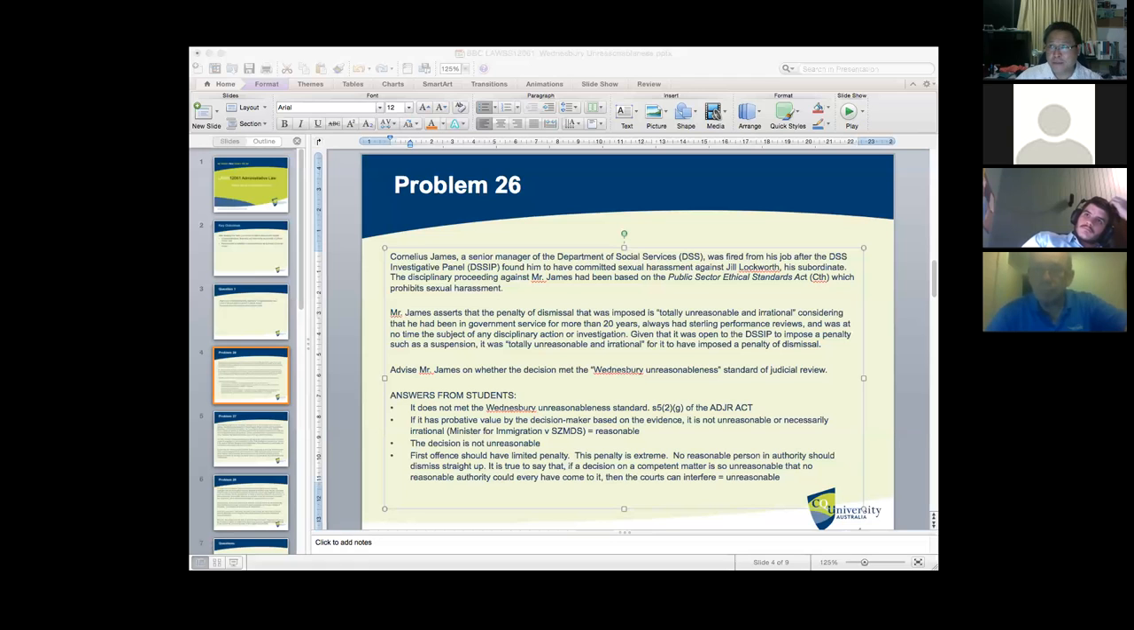When I say popular concept, the way we understand it, the layman's understanding, it's unreasonable according to the popular concept of unreasonable. In the context of the Wednesbury principle, there's got to be more than just unreasonable according to popular belief, and it is up to the decision maker, again, based on all the evidence and the facts, to make their decision and to put the penalty in.